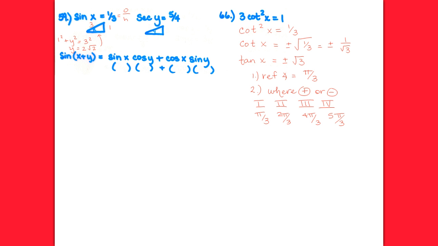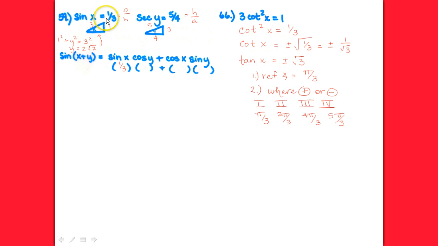All right, let's look at the y triangle. If secant is equal to hypotenuse over adjacent, then I could come over here and say the hypotenuse is 5, the adjacent is 4. What's that other side going to be? 3. I don't even need a Pythagorean theorem for that, right? Okay, so now let's come down and figure out the values for the formula.